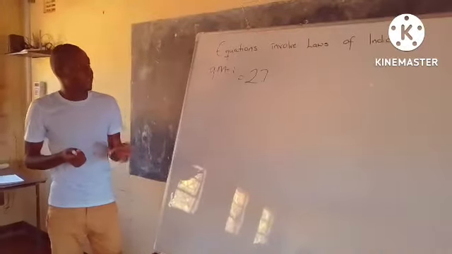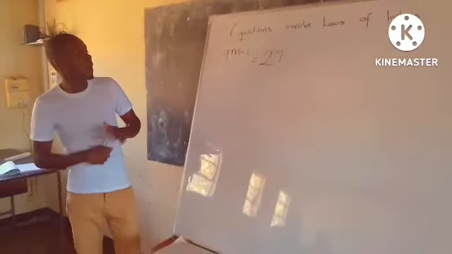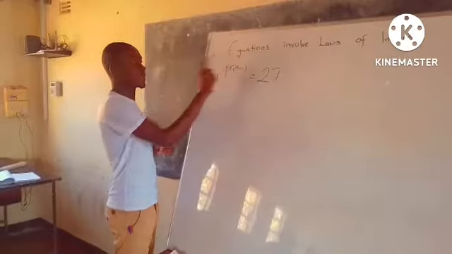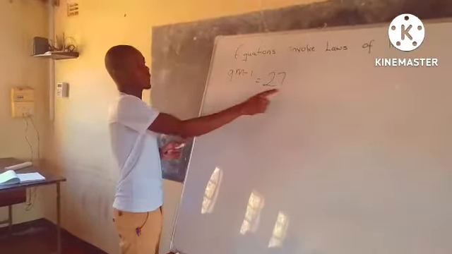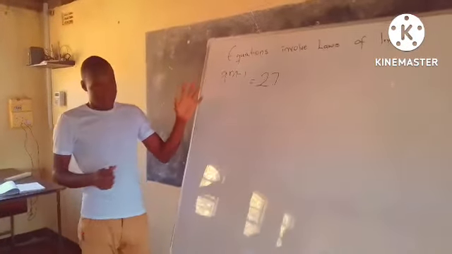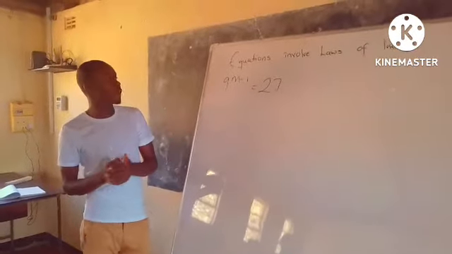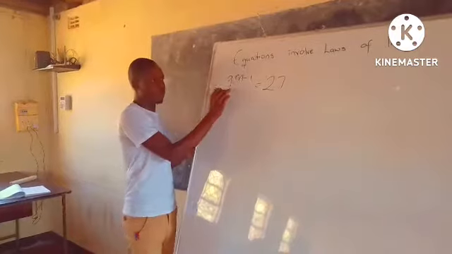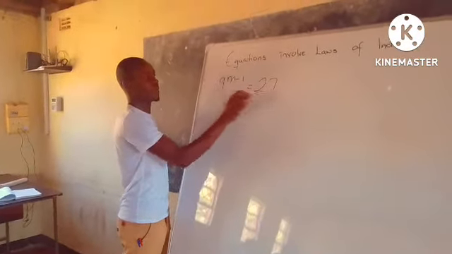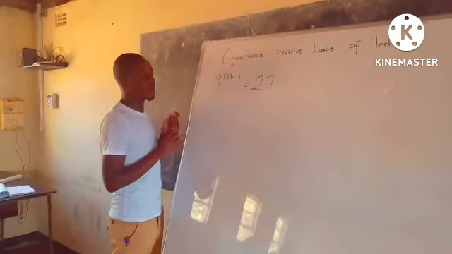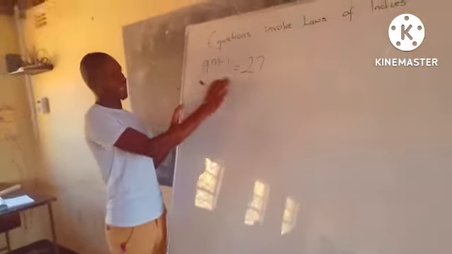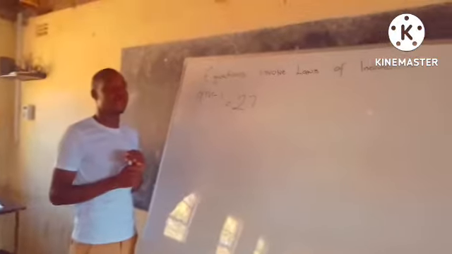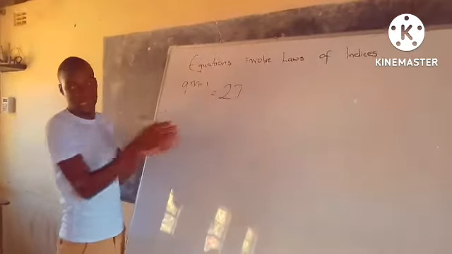Yes, another typical question is here. 9 to the power of m minus 1, where m minus 1 is a power, is equal to 27, and the question requires you to solve for m. So you need to convert 9 and 27 to the same base. So the required base is 3. So we are going to change 9 to base 3 and 27 to base 3. Since if we have got the same bases, we can solve for m.